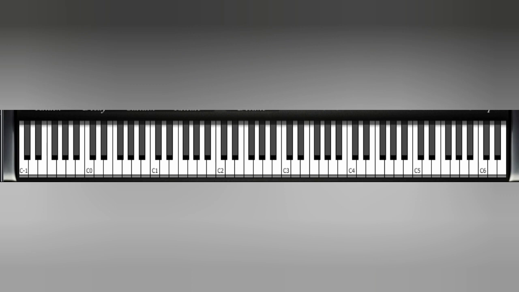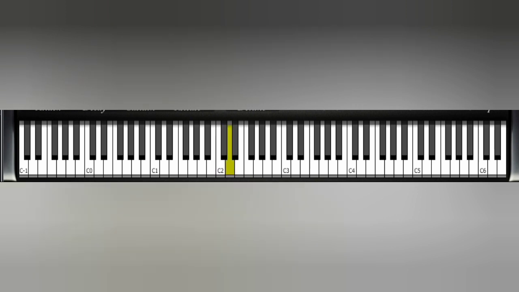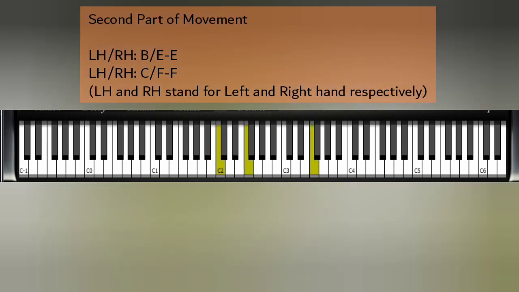So let me break down the chord movement slowly for you so you see what I'm doing, okay? The chord movement starts off from the C to the D with your left hand. Then after that, you're going to play this. This is just perfect fourths intervals, okay? The left hand is playing B and the right hand is playing E, and then you move to the C on your left hand and the F on your right hand. So from the beginning we have this.